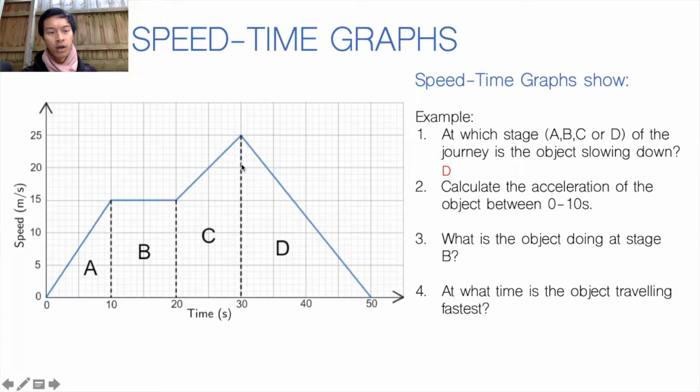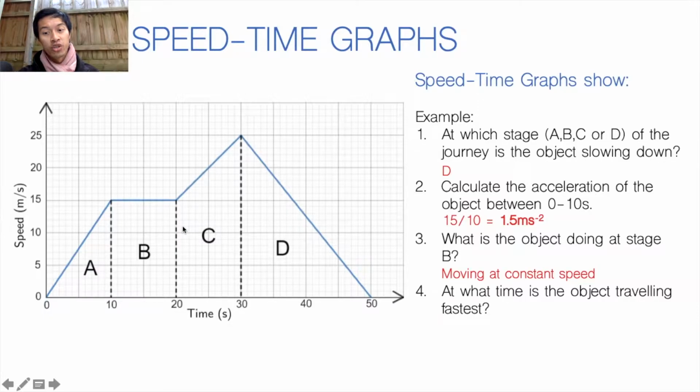Calculate the acceleration of the object between 0 and 10. So we just figure that out. Yeah, you take the rise, so between 0 and 15 meters per second over 10 seconds, and that'll give us 1.5 meters per second squared. Okay, what is the object doing at stage B? So here you can see the object is not increasing or decreasing in speed, but it is maintaining its speed, and it is moving at a constant speed of about 15 meters per second.